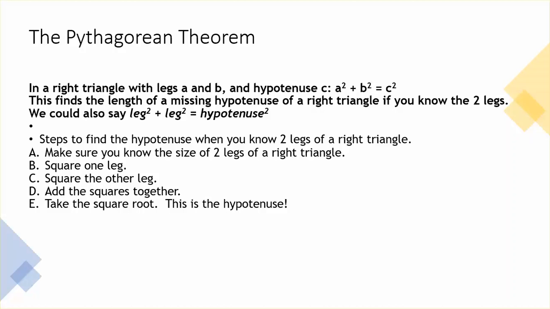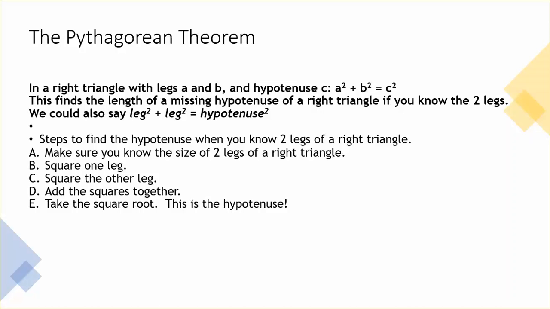Sometimes instead of A squared plus B squared equals C squared, I've had students refer to it as leg squared plus the other leg squared equals hypotenuse squared. Now we're going to go through a couple problems together. And this is one of those formulas where we're going to do it step by step. Keeping your work organized is really important.